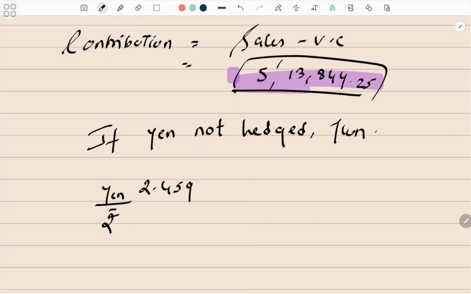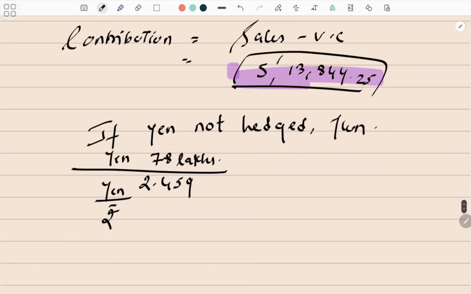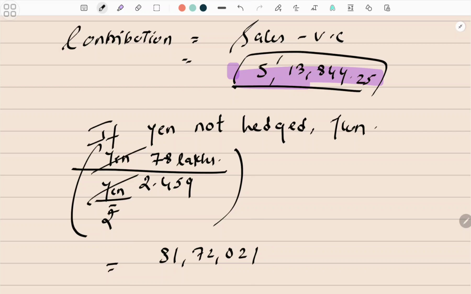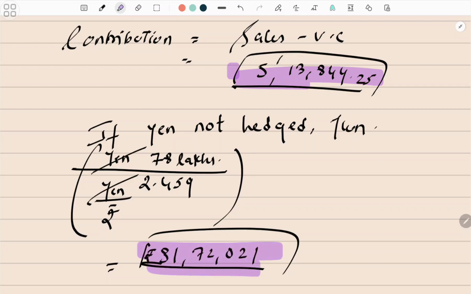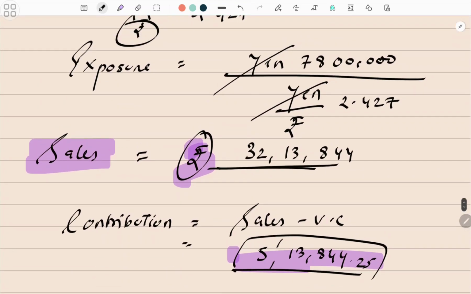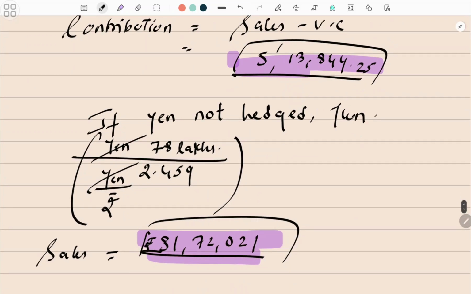The exposure still remains the same. What was the exposure? This was yen 78 lakh. Yes, 78 lakh. You have to divide for yen to cancel out. 78 lakh divided by 2.459 gives 31,72,021. This would be my final answer, in rupee. This is your total sales in case not hedged. So when you hedged it, your income was more, 32 lakh. In case you've not hedged it, the rupee equivalent inflow is less, approximately 31,72,000.